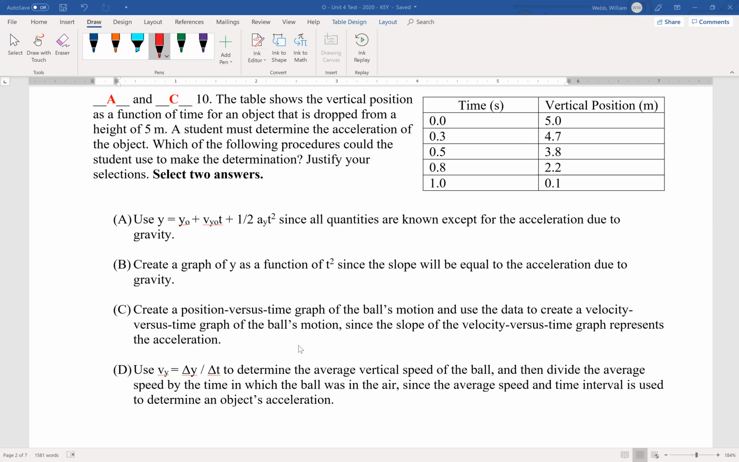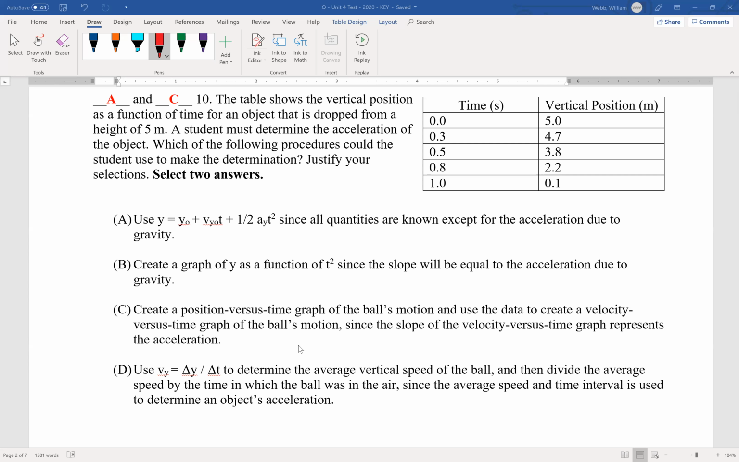So in each answer, each option, there's an answer with a justification. So they start off with something, then they say since, and then that's their justification. And you see they all follow that same pattern. So for A, use basically the second kinematics equation we learned. Since, your justification, all quantities are known except for the acceleration due to gravity. And we can assume that the acceleration should be close to the acceleration due to gravity, but apparently here they want us to prove it. Or maybe identify that air resistance did matter.